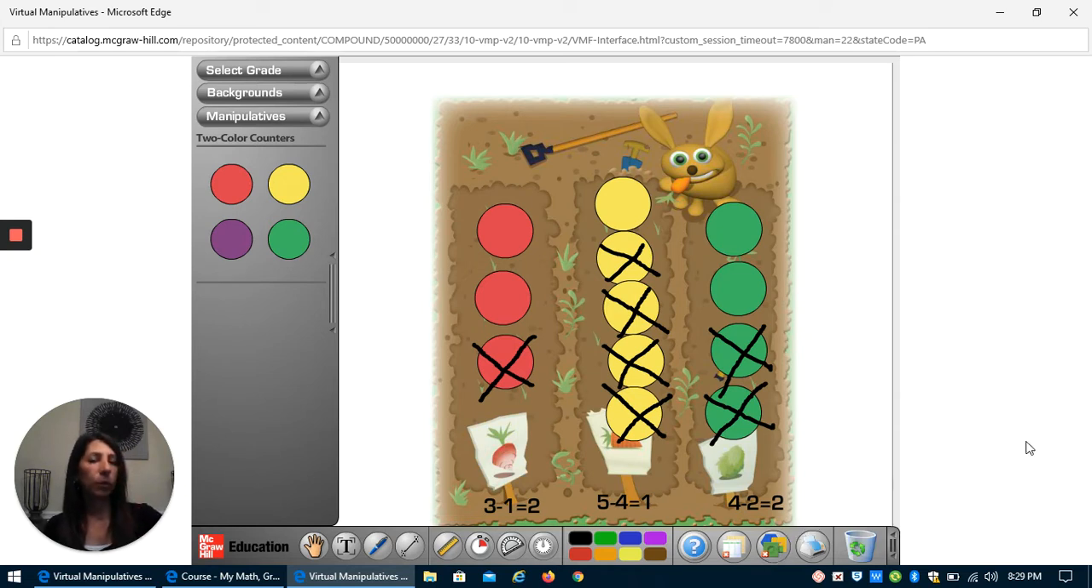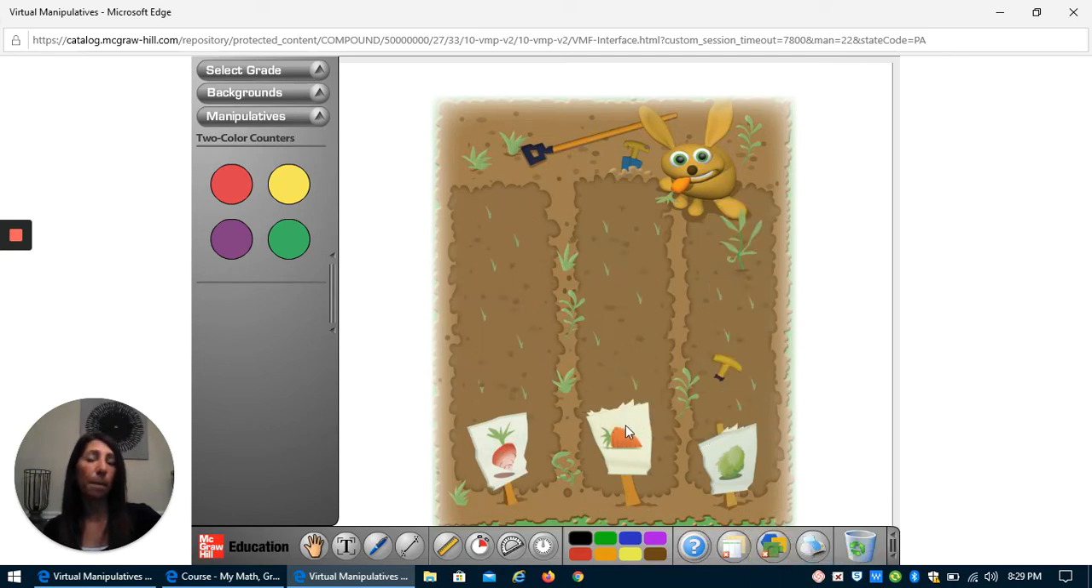Let's do just one more. Let's clear these. And I think I'm going to go back to the radishes. So let me see if I can trick you here. 1, 2. This time, the bunny only planted 2 radishes. And guess what? He wasn't that hungry, so he didn't eat any. So how many radishes does he have left? 2, right? Now, how would we write that subtraction sentence here?